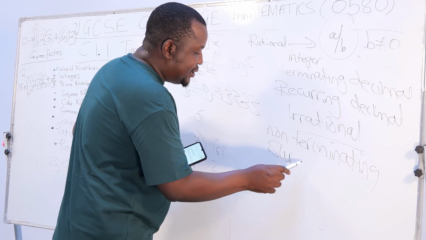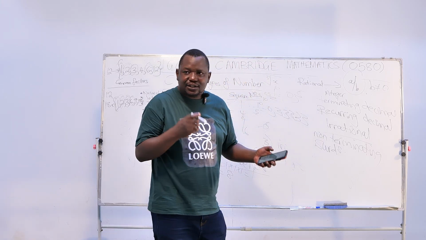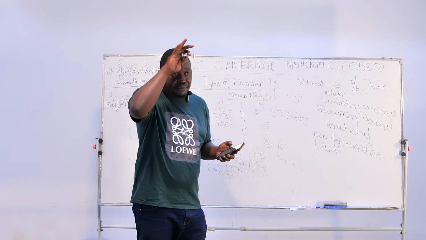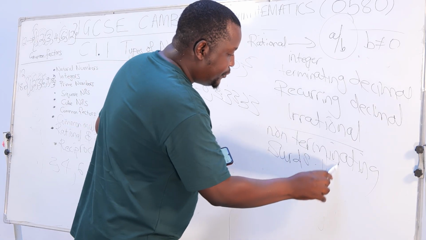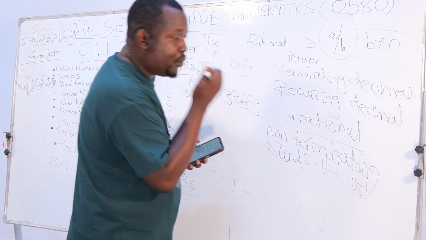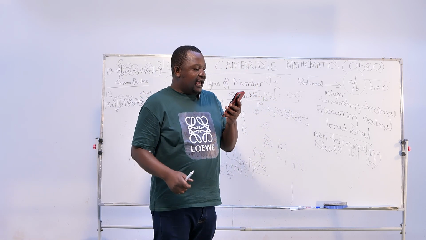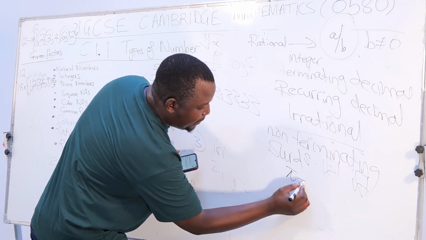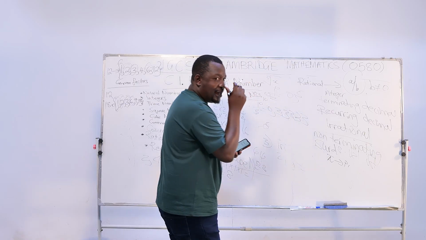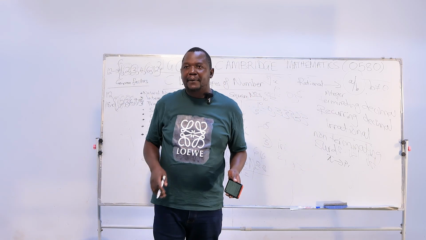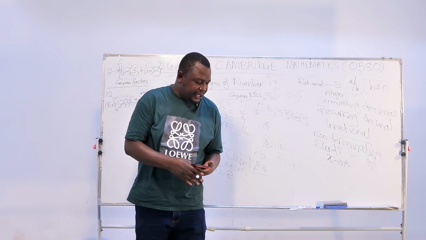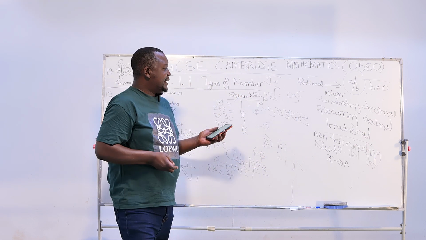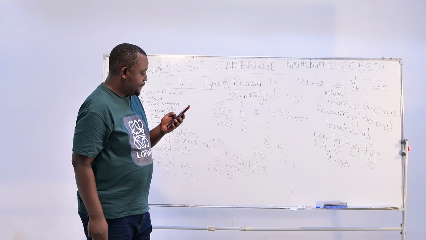And then secondly, my surds. By surds, we are talking about my square roots, my non-perfect squares. We talk of numbers like square root of 2, square root of 5. These are called surds, all right? And then we also have a number, the pi. Pi is a Greek letter of the alphabet, normally approximated to be 22/7. And pi is an irrational number, all right?